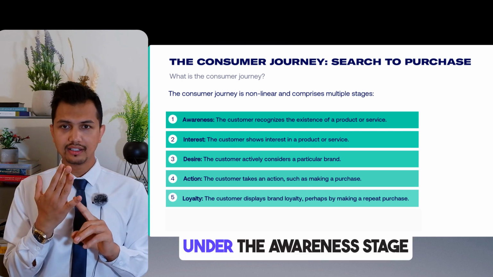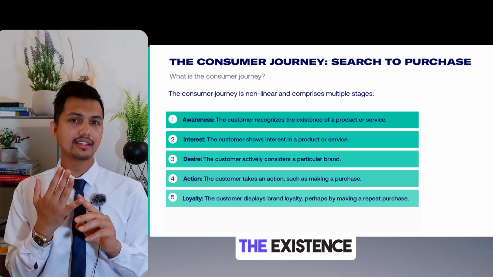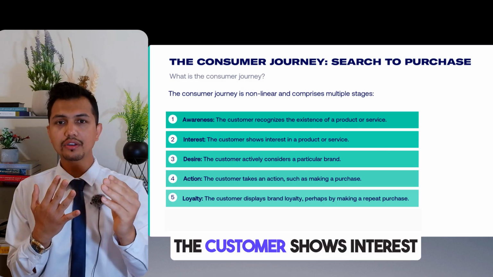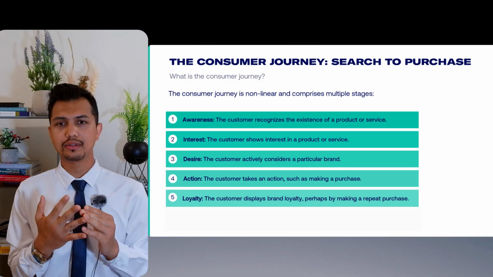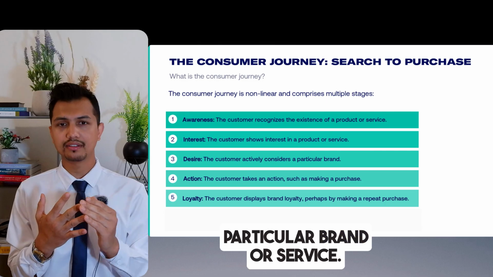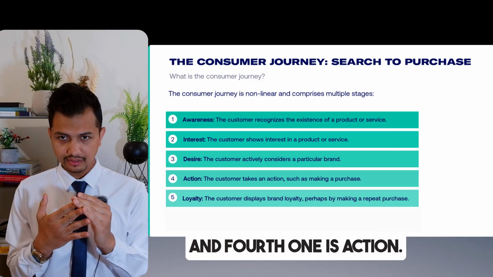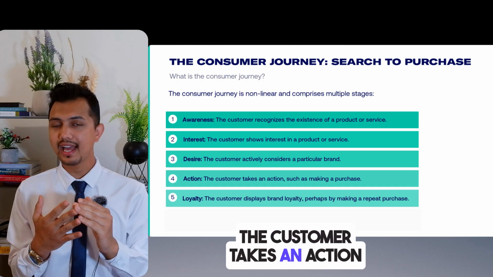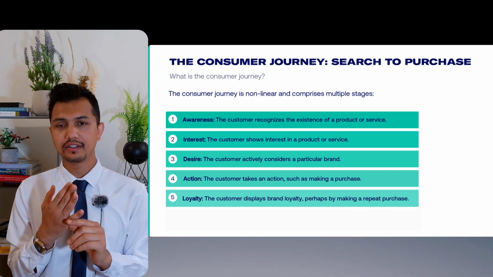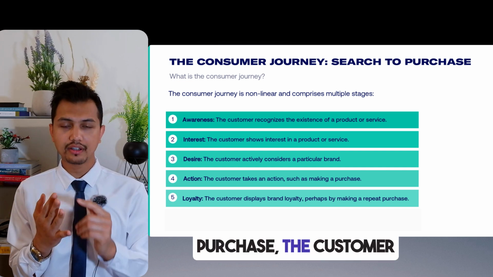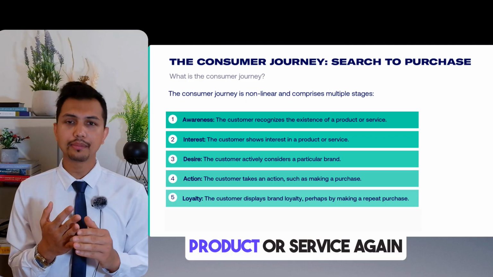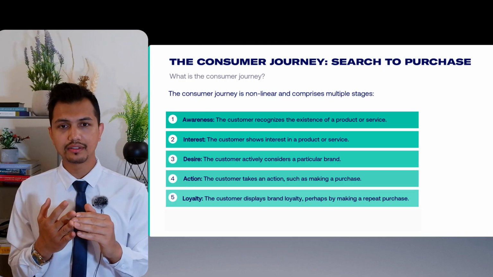Awareness. Under the awareness stage, the customer recognizes the existence of a product or service. Under interest, the customer shows interest in the product or service. In the third stage, desire, the customer actively considers a particular brand or service. The fourth one is action, where the customer takes an action such as making a purchase. And the fifth one is loyalty. After the first purchase, the customer returns to the brand to get that product or service again. That is loyalty.